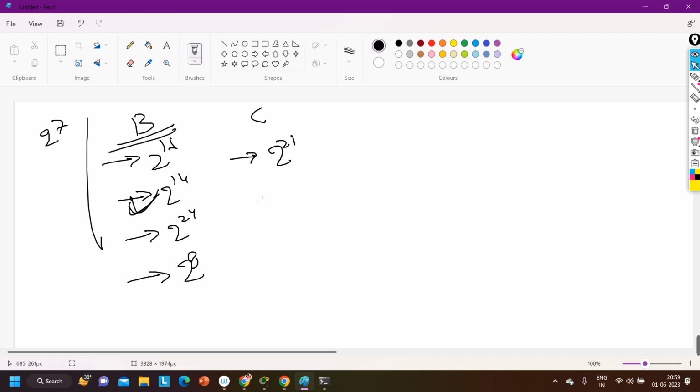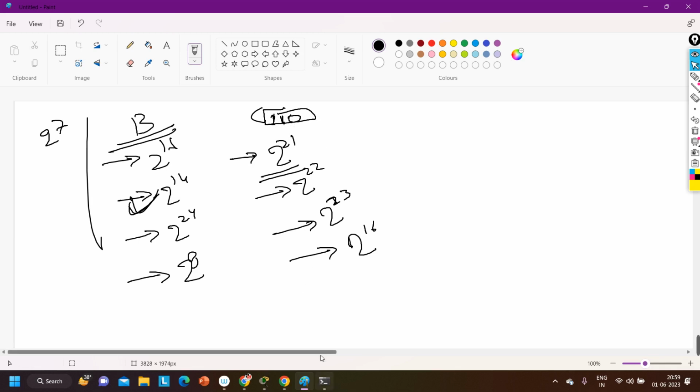For class C: 2 to the power 21, 2 to the power 22, 2 to the power 23, and 2 to the power 16. 2 to the power 21. Because for class C, we have 24 network bits. Out of those 24 network bits, we have reserved 3 bits. The first bit will always be 1, the second bit will always be 1, and the third bit will always be 0.